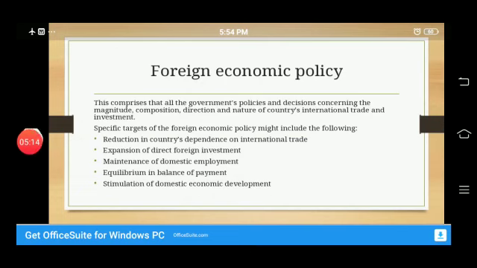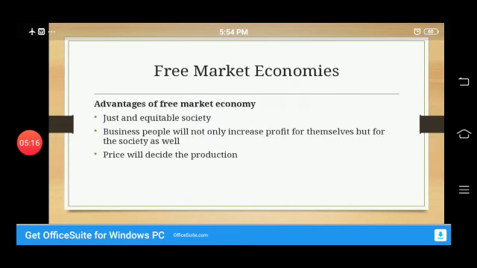Moving forward, free market economies. Now, what is a free market economy? A free market is a market which is free, meaning things are settled by the demand and supply forces, not by the government. There is no authority, so that market is known as a free market.